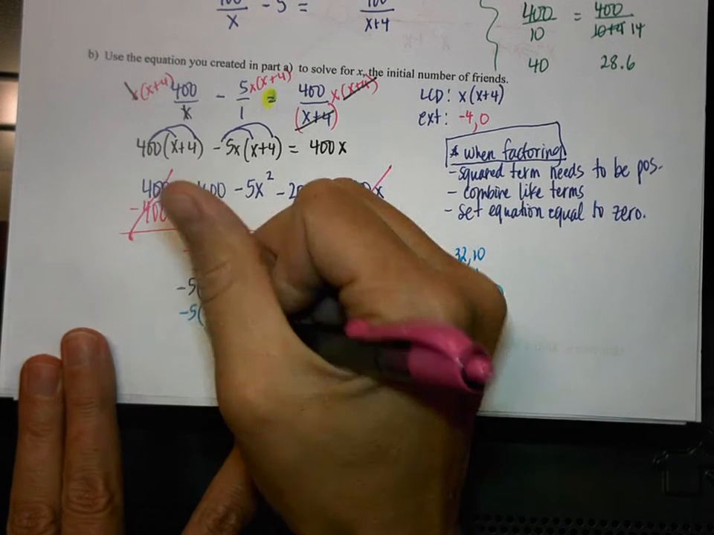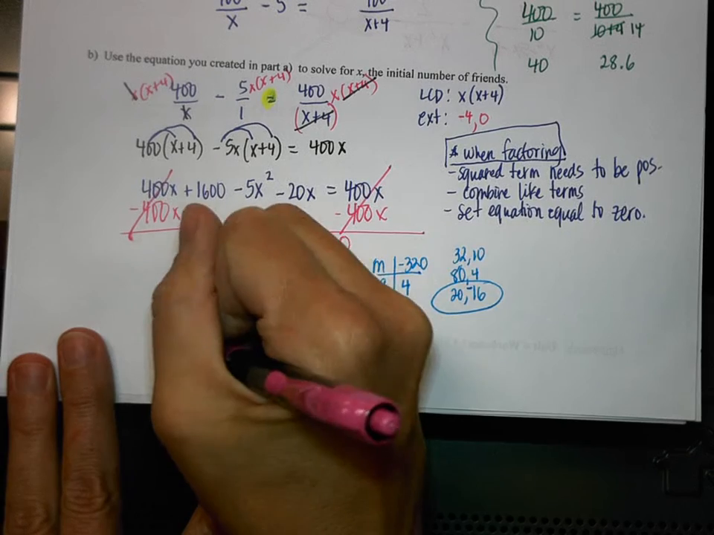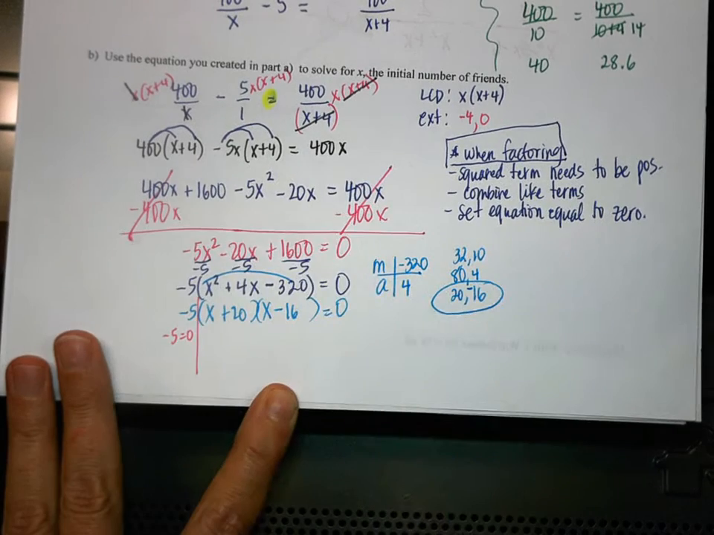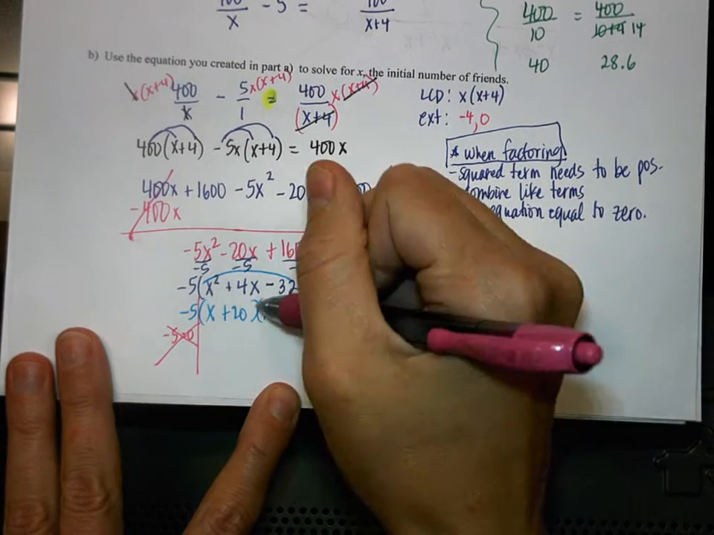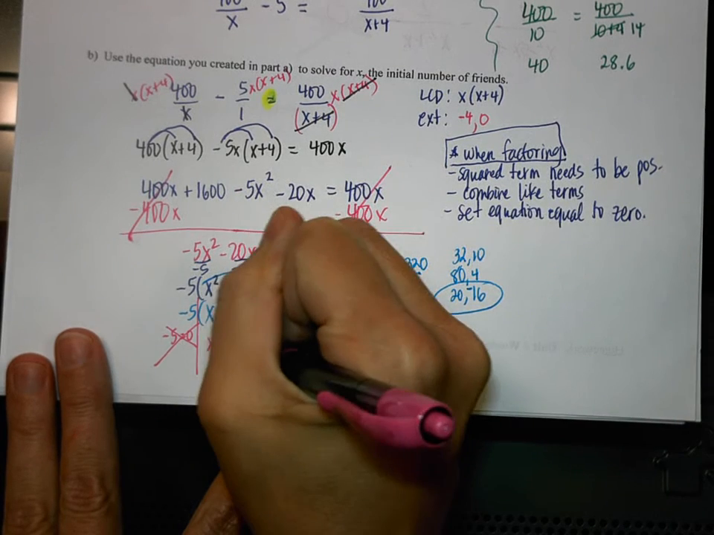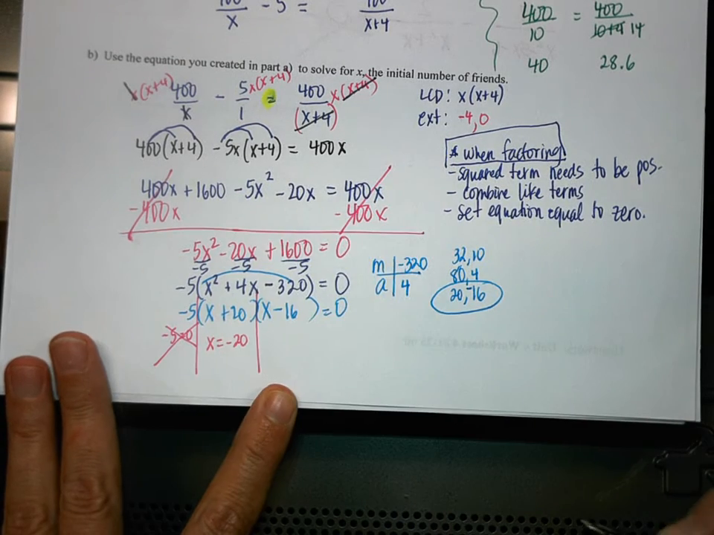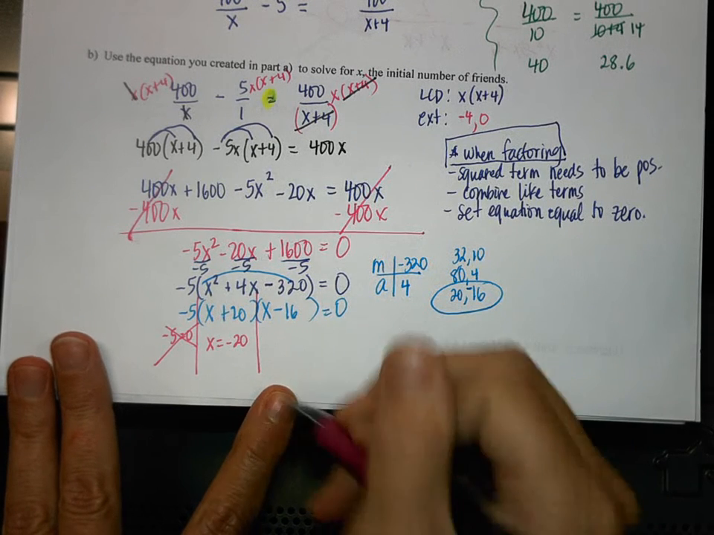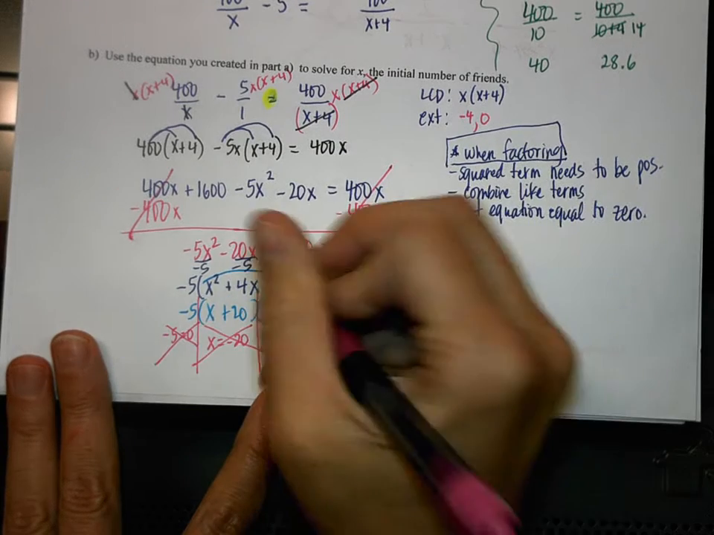Exactly, set each of them equal to 0. When we set negative 5 equal to 0, does that make sense? No. Nope, that is not an answer. When I set x plus 20 equal to 0, what do I get? Negative 20. Can I have negative people? X represents people. No, we can't have negative people.